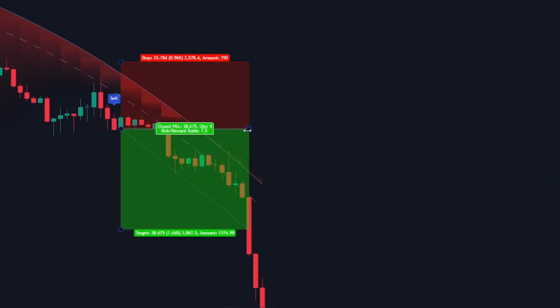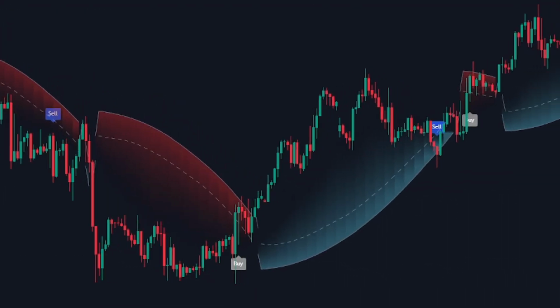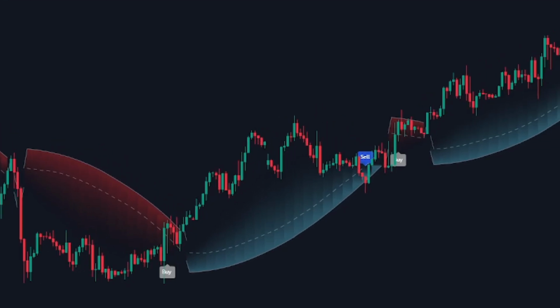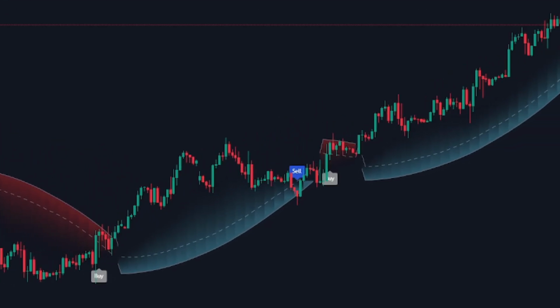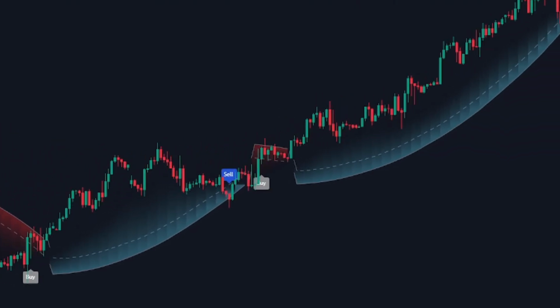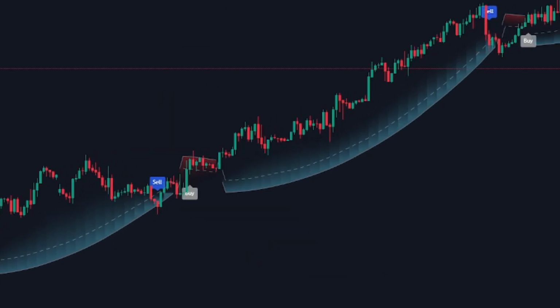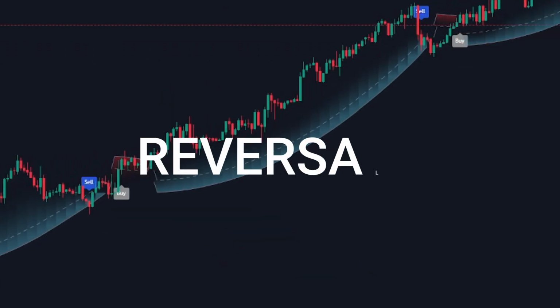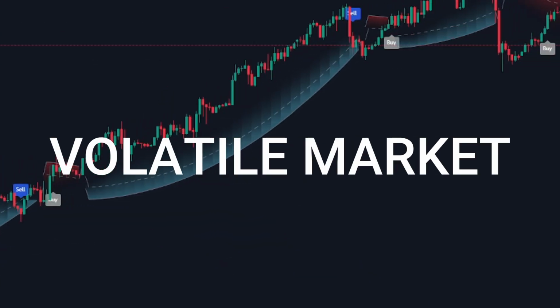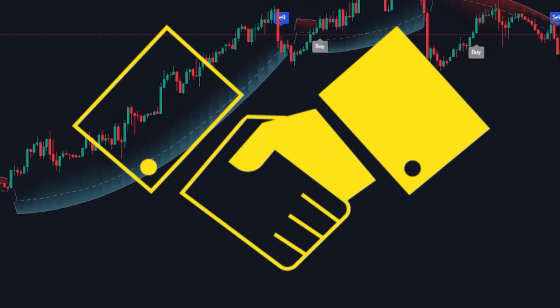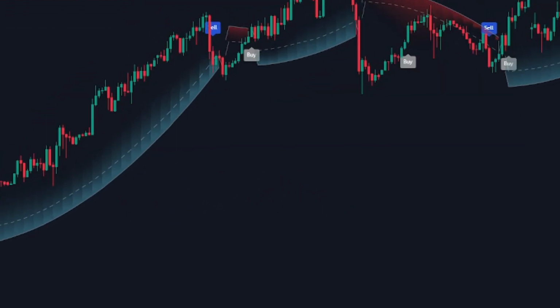In summary, the radius trend indicator is a fantastic tool for visually analyzing market trends. Its dynamic, radius-based adjustments and sensitivity to volatility make it a versatile choice for traders. Whether you're identifying trends, spotting reversals, or navigating volatile market conditions, this indicator can help you stay ahead of the curve.